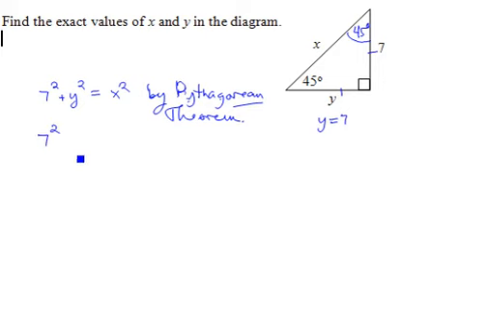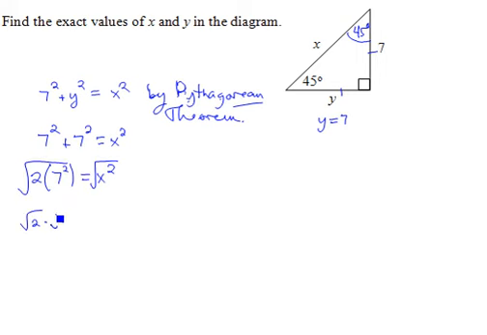Substituting our known value for y gives us 7 squared plus 7 squared equals x squared. And that means that we have 2 times 7 squared equal to x squared. And if we take the square root of both sides, we see that we have the square root of 2 times the square root of 7 squared is equal to the value of x.